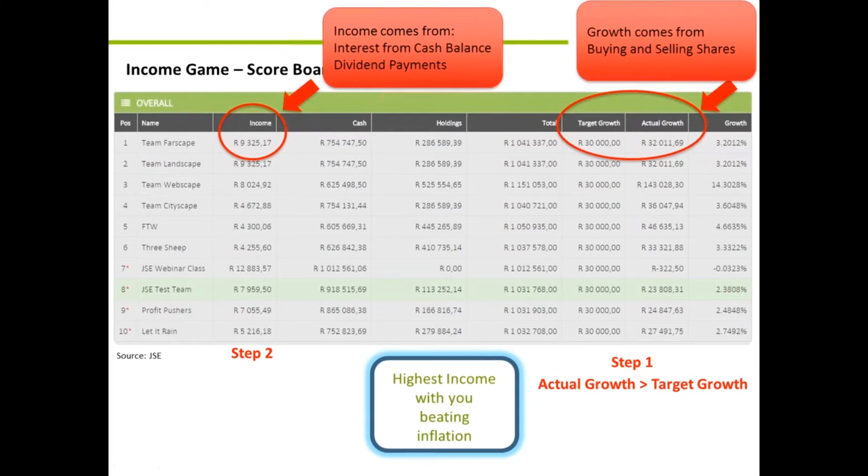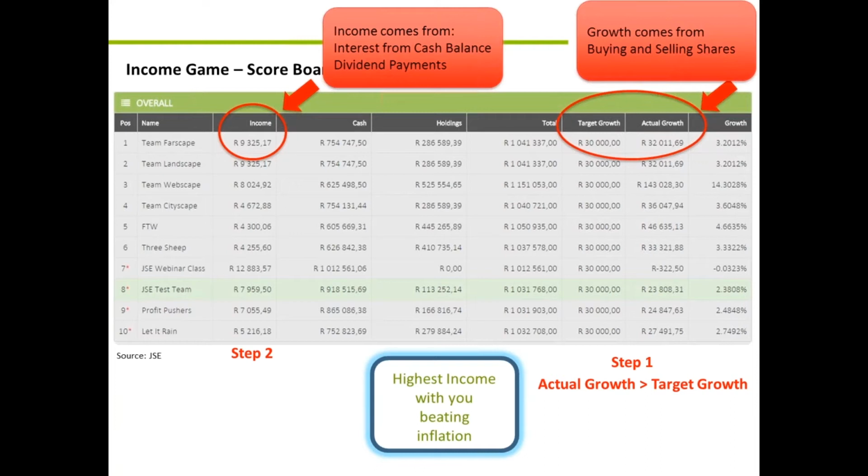Now you can see in this case this team is above 32,000, which is 32,011 Rand and 69 cents. But that's just the first criteria, and you have to first meet that. The second criteria and the second step is to have the highest income in the income game. You get this by buying companies that are paying dividends, as well as earning interest from your cash balance. In this case, if you had a cash balance of 754,747 Rand and 50 cents, you would roughly earn about 250 Rand per day in interest.